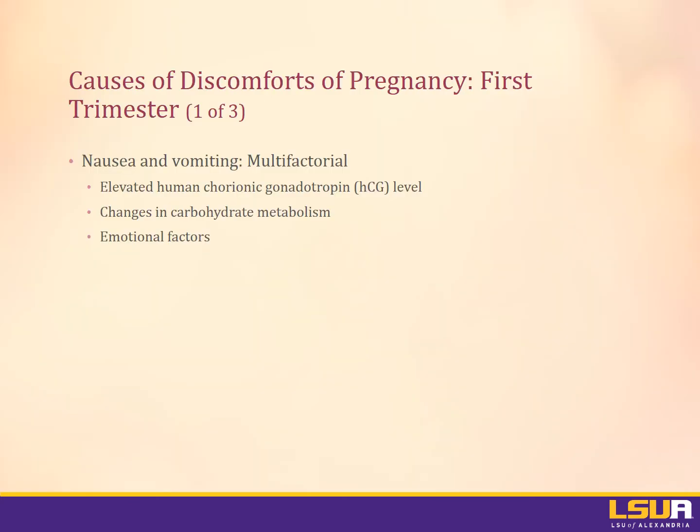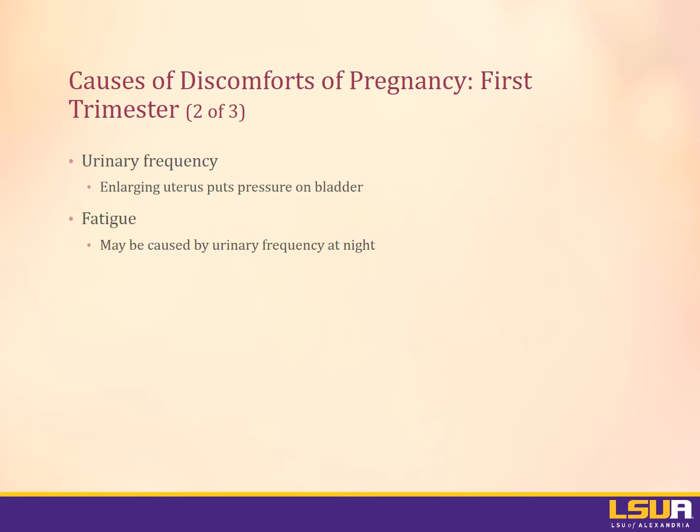Common discomforts, and these will be very important for you to understand. Usually in the first trimester, nausea and vomiting, and that could be from elevated HCG levels, a change in her carbohydrate metabolism, and sometimes just her emotions will make her feel nauseous and sometimes cause vomiting. But this usually happens during the first trimester. She'll also sometimes have urinary frequency because the uterus is putting pressure on the bladder, and she'll be more tired. And this is often caused because she's up and down all during the night going to the bathroom.